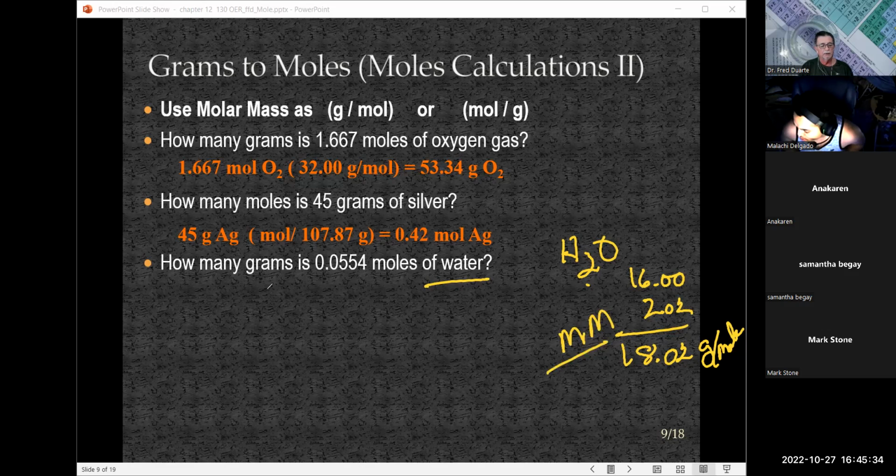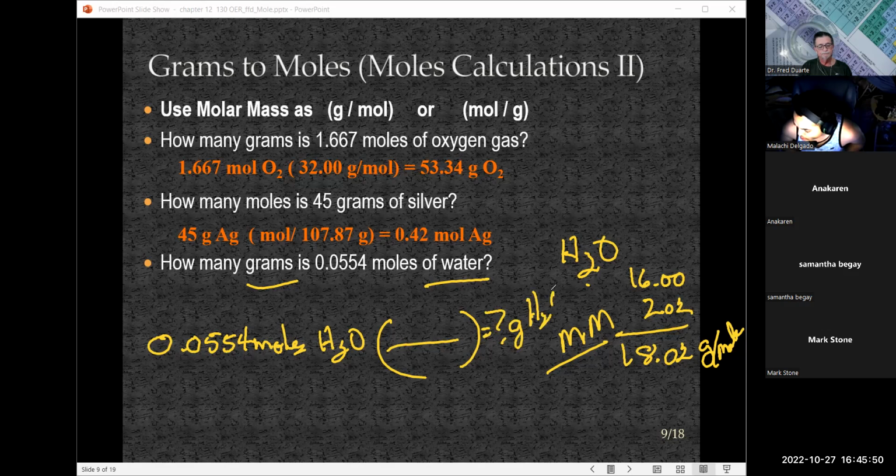That is the molar mass for water. All right, we're looking for grams. Write down what we're given: 0.0554 moles of water, H2O. We're looking for grams of H2O. So we set up our molar mass with grams on top, which is 18.02 over 1 mole. Moles cancel, we've got units of grams left over, so we're good to go.